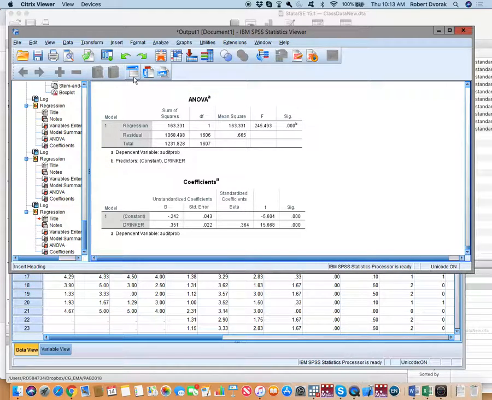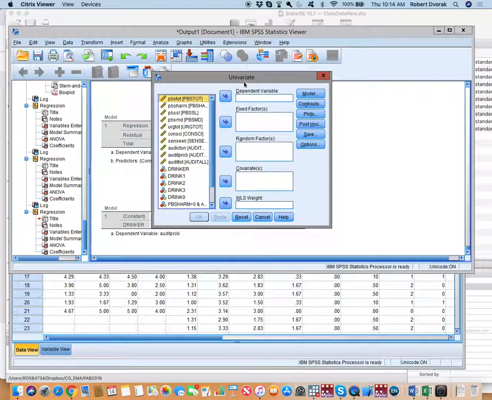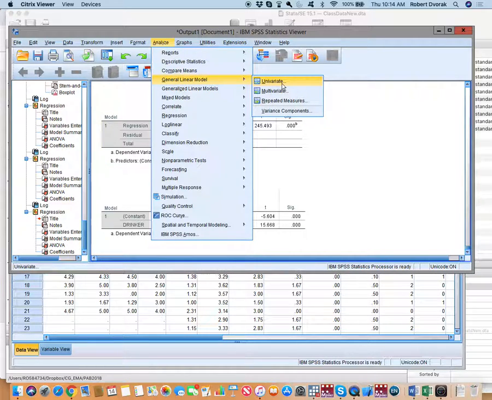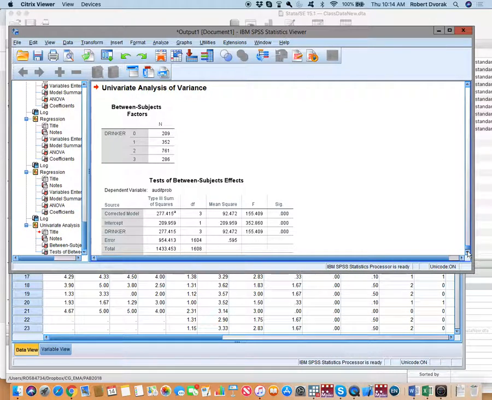Let's do this. Let's go analyze, and instead of regression, let's do an ANOVA, univariate. Did you see where I went there? I'm sorry. Analyze, general linear model, univariate. Our dependent variable is audit problems, right? Our fixed factor, drinker. And we can hit OK. We're not going to grab any of the other stuff.